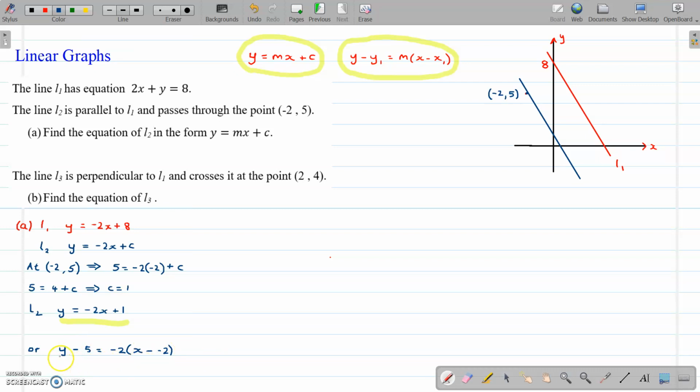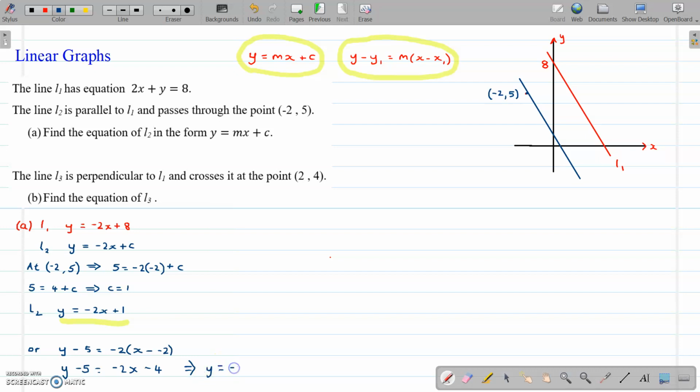Well, if you just tidy that up, you get y minus 5 equals -2x, and this becomes here plus 2 times -2 there, which is -2x minus 4. Now if you just add 5 to both sides, you get y equals -2x plus 1.